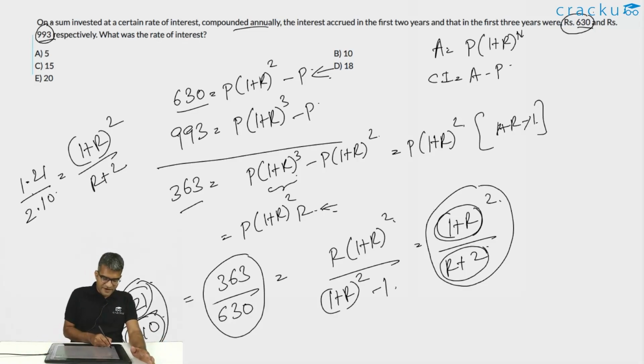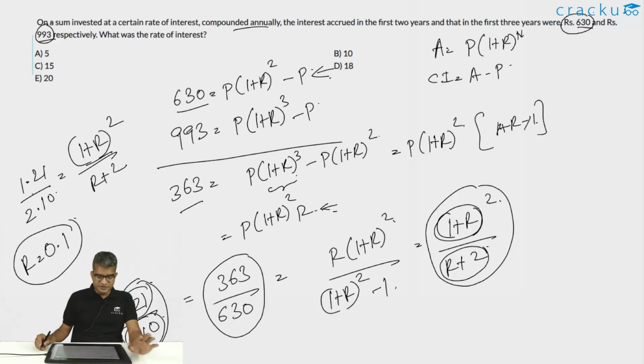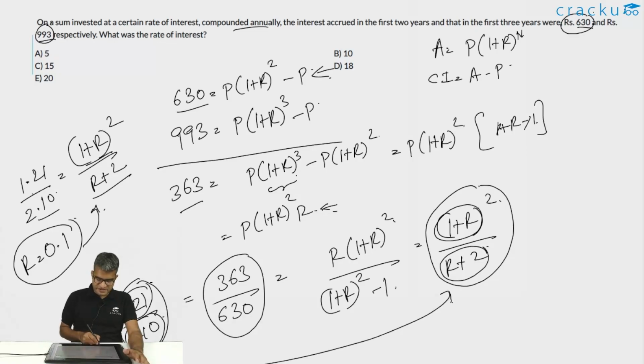So if you substitute the value of r to be equal to 0.1, 1 plus r will be 1.1, whole square will be 1.21, r plus 2 will be 2.1. So you will notice that this equation is satisfied. If you are not able to guess it, you can just cross multiply over here. You will get a quadratic equation in r which you can solve to get the value of r to be equal to 0.1. Anyway, the answer for this question is 10%, which is 0.1.